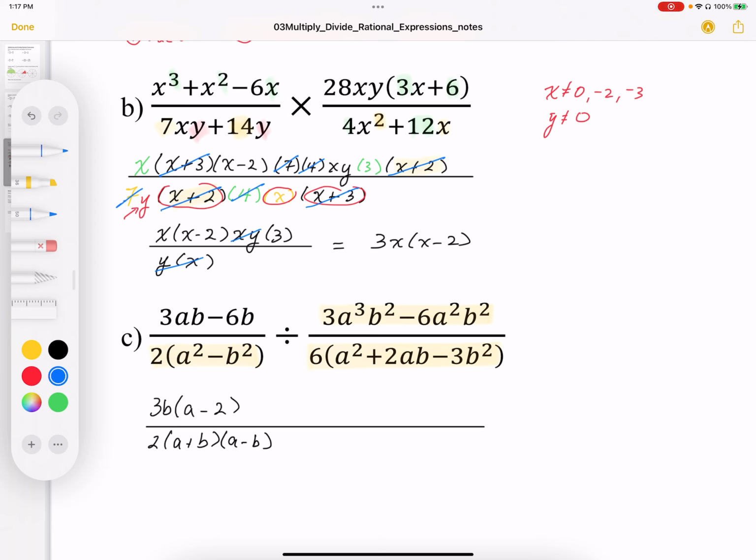So maybe I'll just do this in a different color. So we're going to end up with a factor of 6. The a squared plus 2ab minus 3b squared. I'm looking for two numbers that multiply to negative 3, add to positive 2. So that's going to be plus 3, minus 1. So I'm going to end up with a plus 3b, a minus b. Okay, so that represents this expression here.